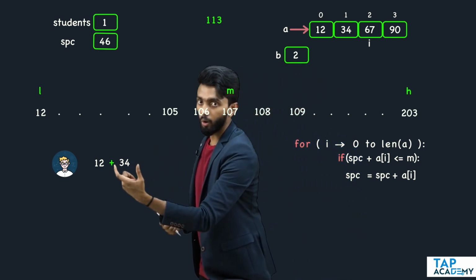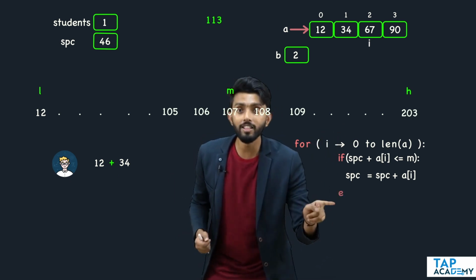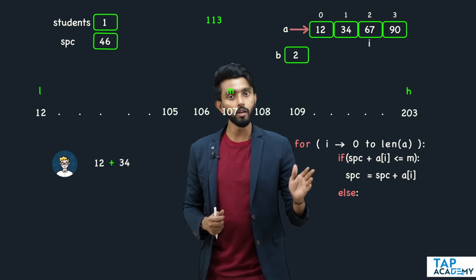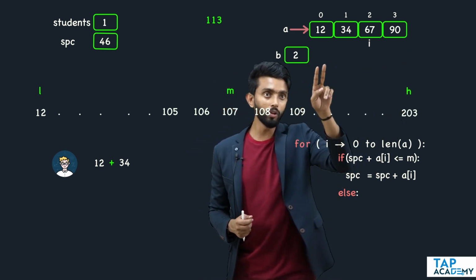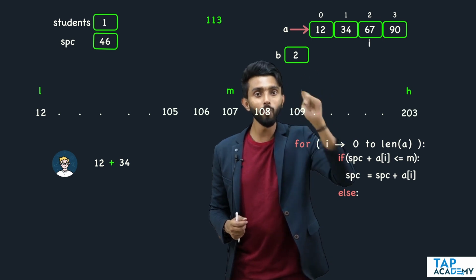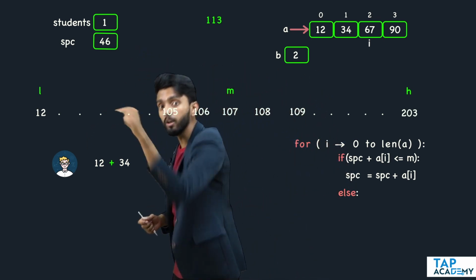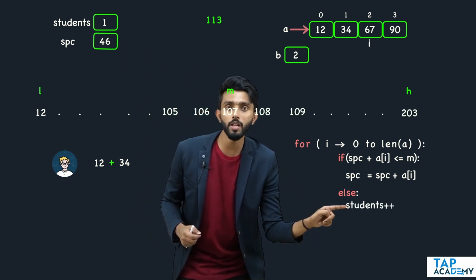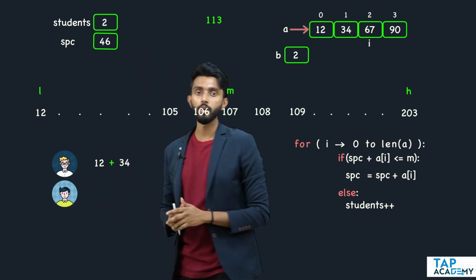So, I can only allocate these two books to him, which means I will come to else. Else means I can't allocate the next book. But you have to allocate all the books. That is what they are saying. Totally there are 2 students for you. So I will now say, okay, I can't allocate to this student. I need one more student. So I will increment the value of student plus. So student will become 2. This is the second student.